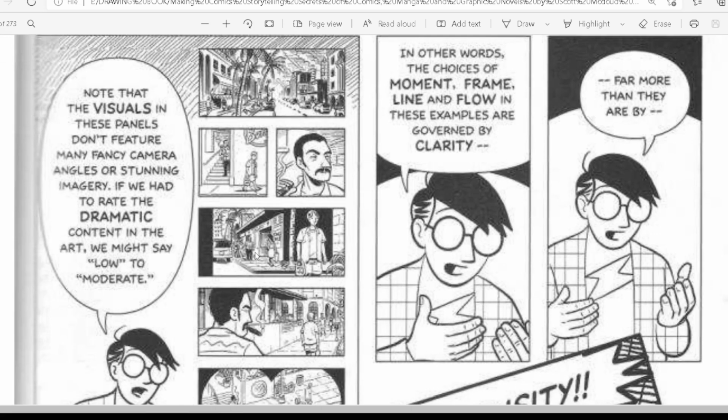Note that the visuals in these panels don't feature many fancy camera angles or stunning imagery. If we had to rate the dramatic content in the art, we might say low to moderate. In other words, the choice of moment, frame, line, and flow in these examples are governed by clarity.